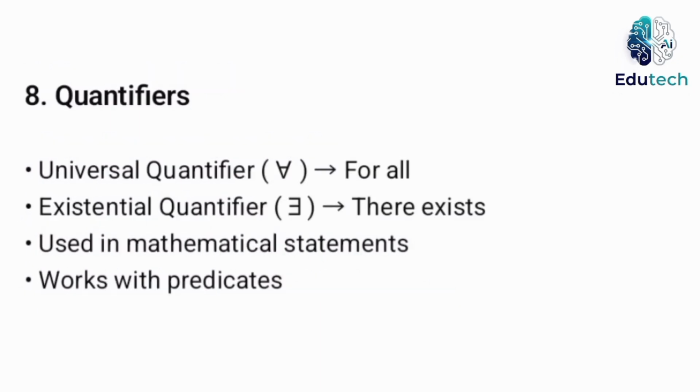Explain quantifiers. Quantifiers specify the quantity of elements for which a predicate is true. The universal quantifier means for all, and the existential quantifier means there exists. Quantifiers are used to express mathematical statements formally and are important in logical reasoning.